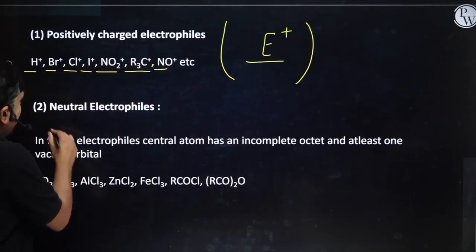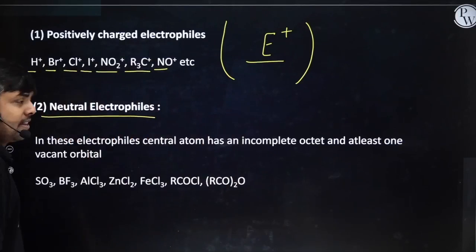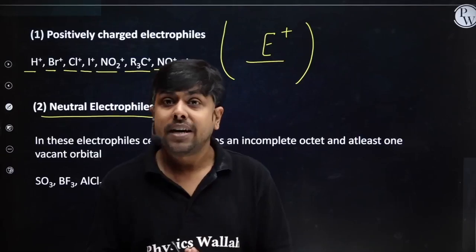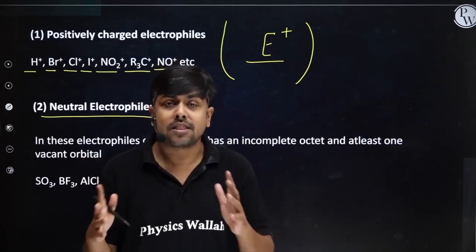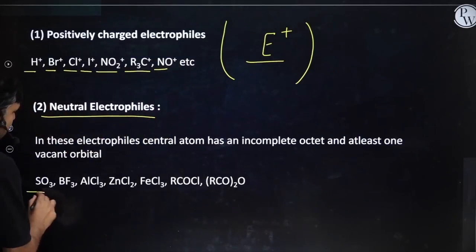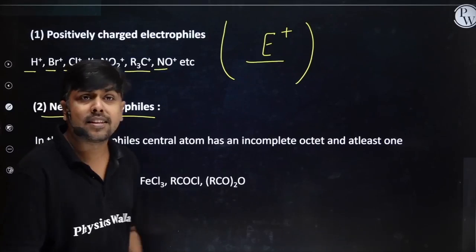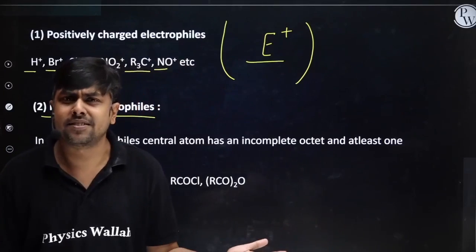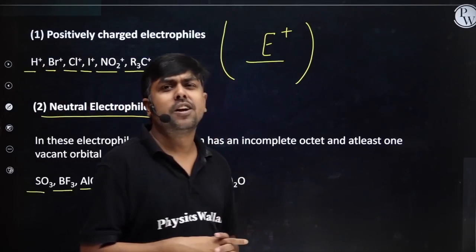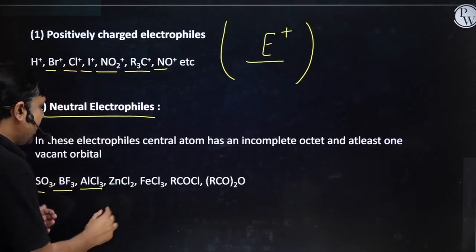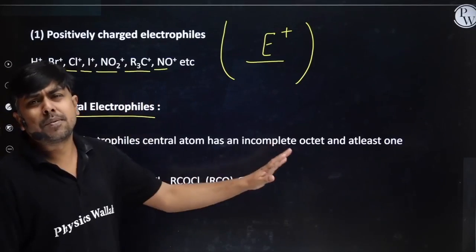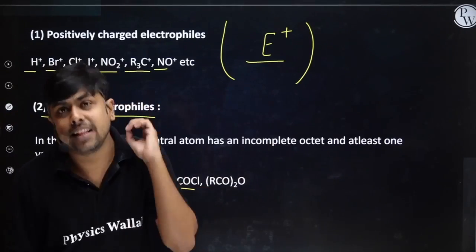The next one, if I talk about neutral electrophiles, basically here the electrophiles which are neutral but have an incomplete octet, such species are referred to as neutral electrophiles, right? Like SO3, BF3, AlCl3, ZnCl2, all the Lewis acids whose octet is incomplete, such species are referred to as neutral electrophiles, right? ZnCl2, FeCl3, RC double bond OCl, all these species are referred to as neutral electrophiles.